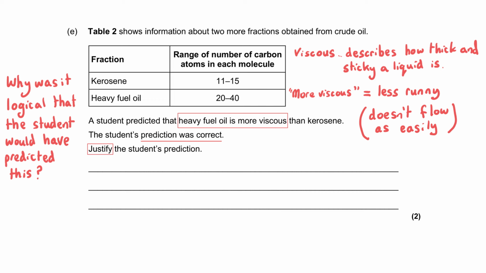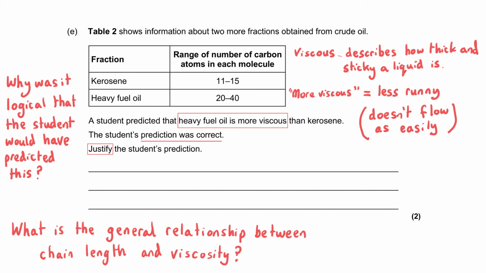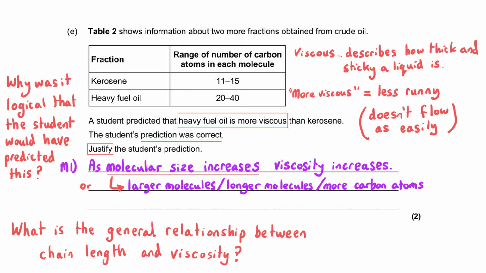The first thing that we need to do is explain the general principle, the relationship between the number of carbon atoms in a molecule and viscosity. Stating the general relationship: as the molecular size increases, the viscosity increases. We could also say larger molecules or longer chains, or even just more carbon atoms. That relationship goes beyond these two fractions mentioned here, so we're talking about all the different hydrocarbon fractions that there are.